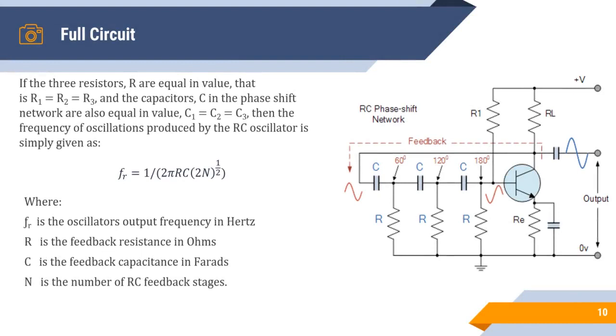If the three resistors R are equal in value, that is R1 equals R2 equals R3, and the capacitors C in the phase shift network are also equal in value, that is C1 equals C2 equals C3, then the frequency of the oscillation produced by the RC oscillator is simply given by the formula below, where Fr is the oscillator's output frequency in hertz, R is the feedback resistance in ohms, C is the feedback capacitance in farads, and N is the number of RC feedback stages. The complete circuit of the RC oscillator is shown on the right in the figure.